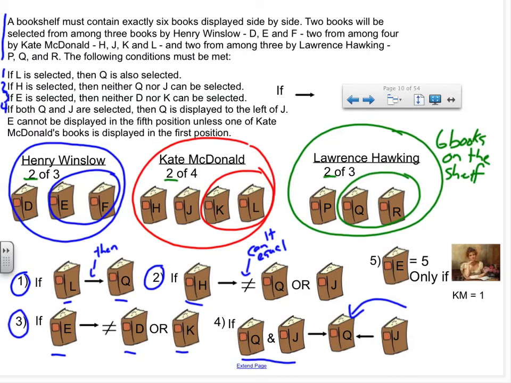And condition 5, which is represented over here, E cannot be displayed in the 5th position unless one of Kate McDonald's books is displayed in the 1st position. So E can be in the 5th position only if one of Kate McDonald's is in the 1st position. So in other words, H, J, K, and L must equal 1.